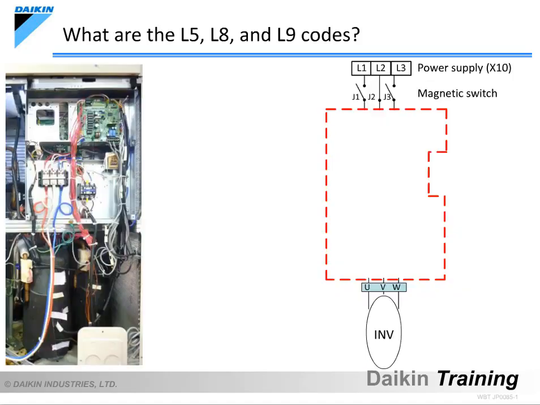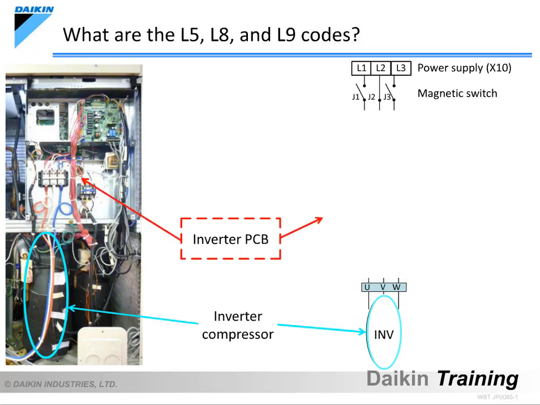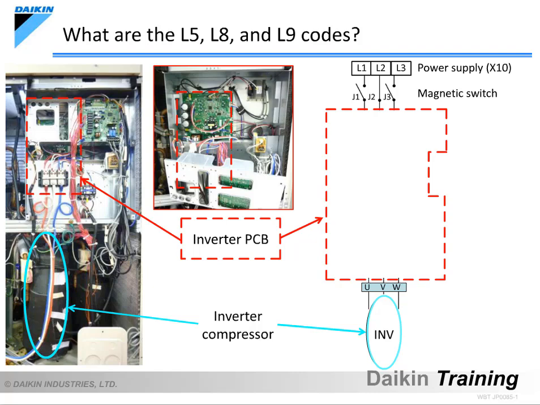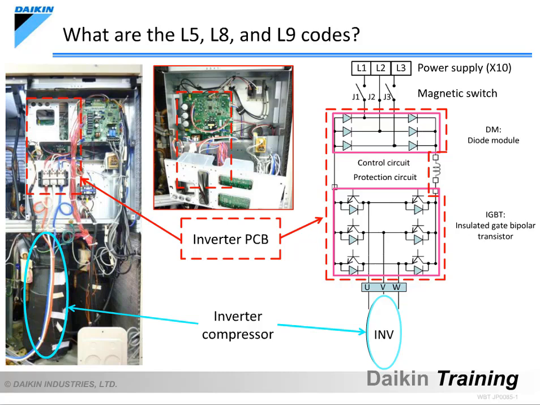Let's take a look at an actual inverter circuit. An inverter compressor varies its rotation speed in order to adjust its operating capacity, and thus requires an inverter PCB. The inverter PCB is mounted behind the control PCB in the control box. The inverter PCB contains a diode module that converts alternating current to direct current, an insulated gate bipolar transistor that converts direct current to variable alternating current, a control circuit that regulates the rotation speed of the compressor, and protection circuits.